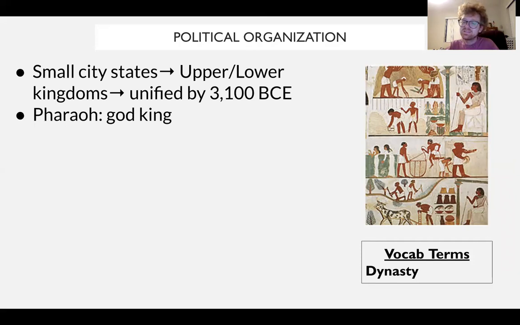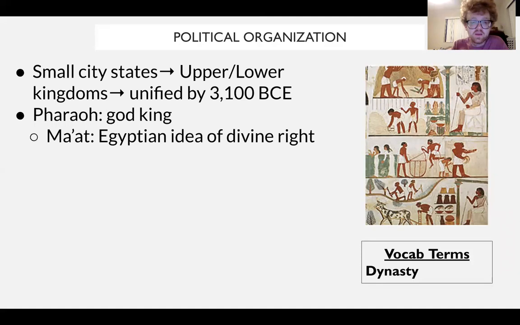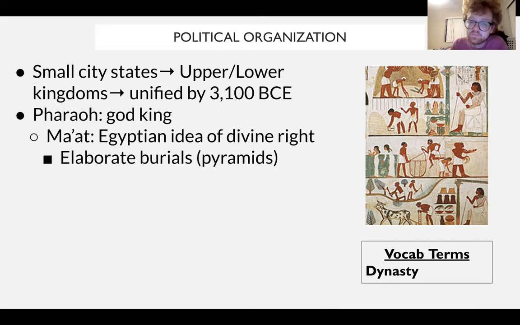The pharaoh is much like Babylonian kings, much like Mesopotamian kings, in that they rule with divine right, except this time, we have this notion that the pharaohs are literal agents of the gods on earth. So we have this notion known as Ma'at, that the pharaohs are the embodiment of the gods' will on earth, and that when they die, they rejoin the gods.